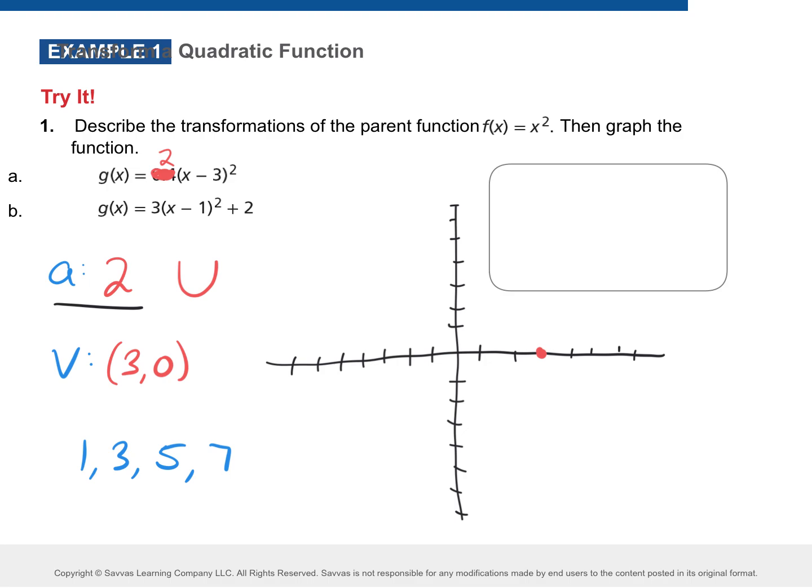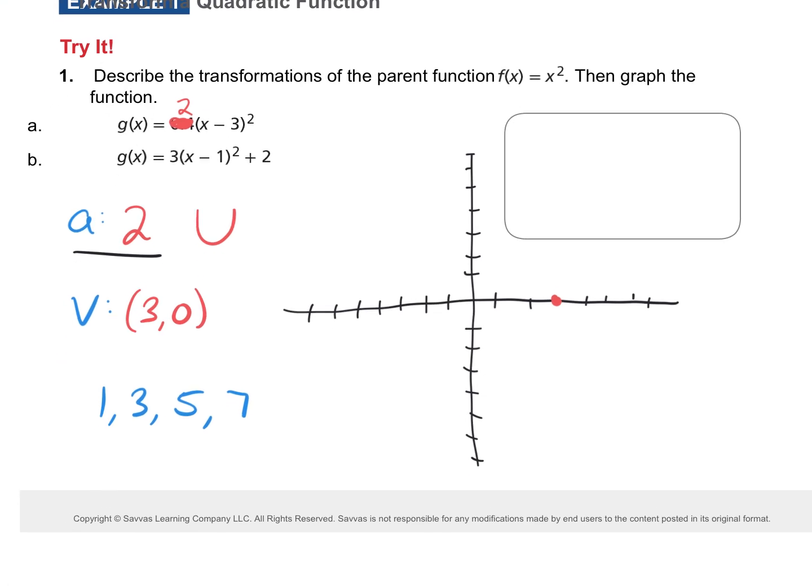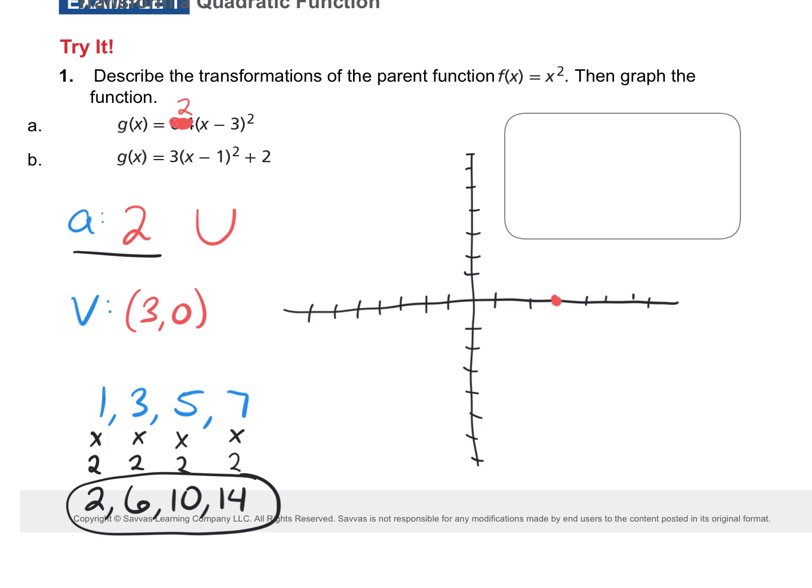If we have a specific a value that's not 1, we have to change our step pattern. The only way we do that is we multiply our step pattern by whatever our a is. So I'm multiplying every step by 2. What's 1 times 2? 2. 3 times 2? 6. 5 times 2? 10. 7 times 2? 14. So this pattern right here is my new step pattern.